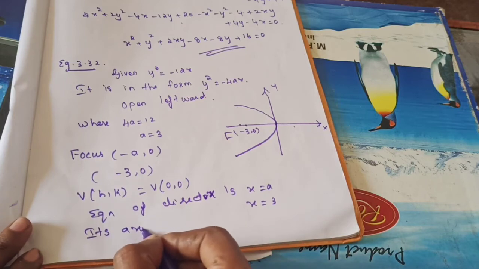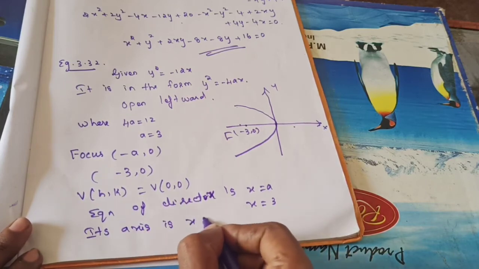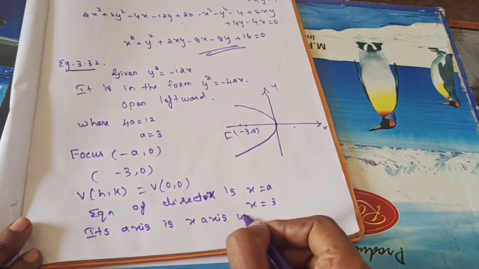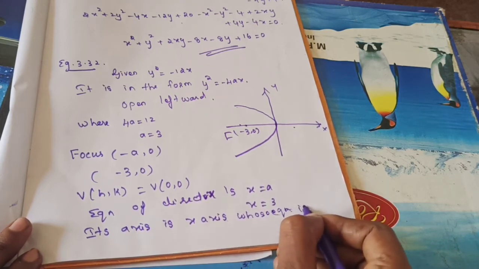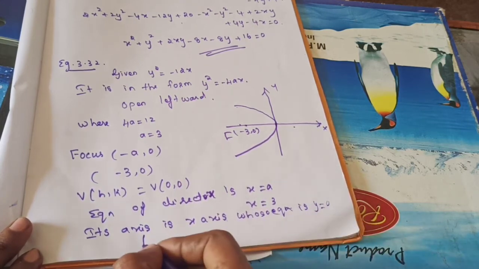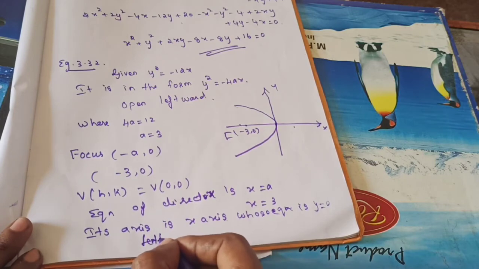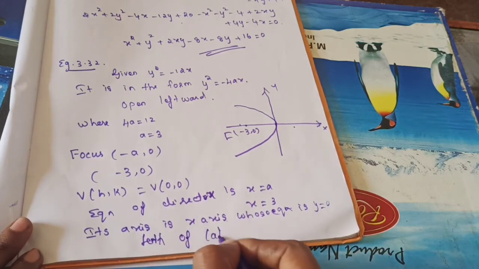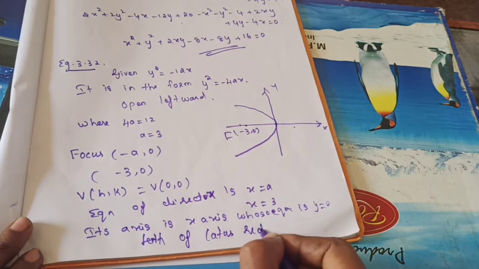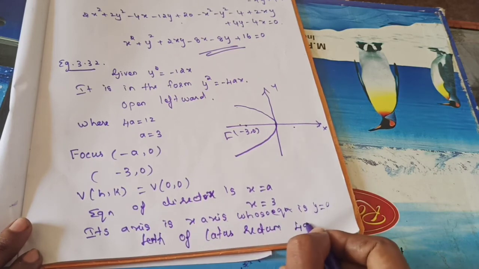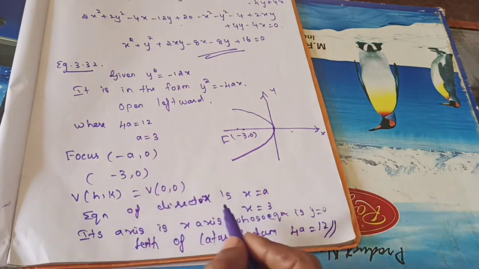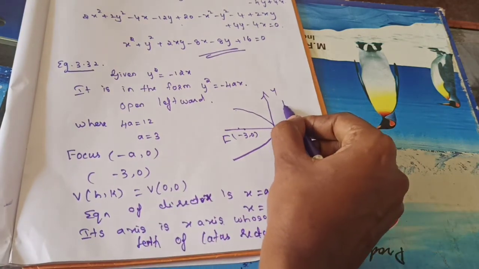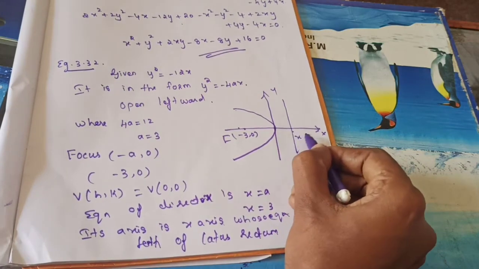Then next one, what did they ask? Its axis. What's the axis here? X-axis, whose equation is y equal to 0. Then length of the latus rectum, what's the formula? 4a. 4 into 3 means 12. This is all. Understand, students? So x equal to 3 is the directrix. So where will it be? Here, x equal to 3.